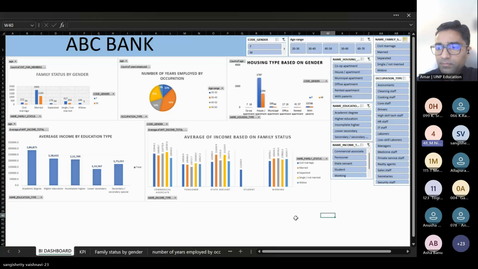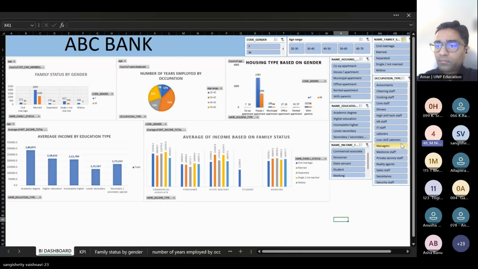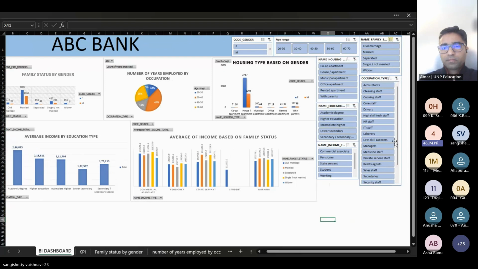Good evening, everyone. I'm going to talk about the second chart. This graph provides the distribution of employees across various job categories broken down by age groups. Let me summarize the key elements of the data. The various types of staff include accountants, core staff, high skill tech staff, HR staff, sales staff, and so on. And the age groups range from 20 to 30, 30 to 40, and so on.